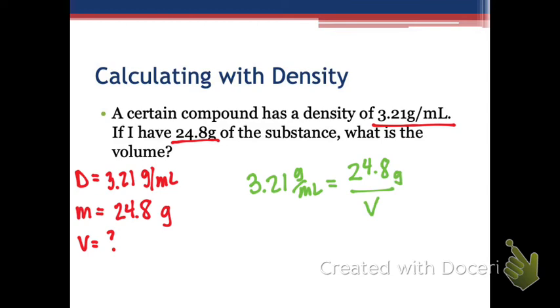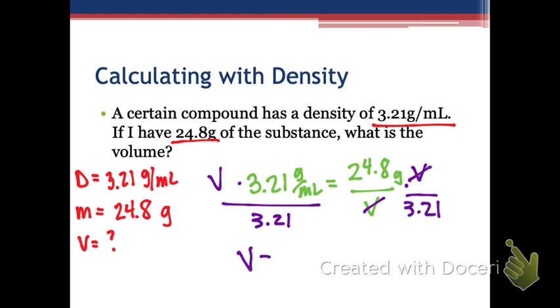Now, how can I get volume by itself? Right? I want to have volume by itself, and it needs to be in the numerator. Yeah, Christina, what do you think? Multiply by V. Okay, so multiply by V. Whatever I do on the right-hand side, I also need to do on the left, we agree with that? So that means that cancels. And then what else do I need to do? Divide this side by 3.21. So that leaves me with volume equals 24.8 over 3.21. Okay? The algebra behind that works.